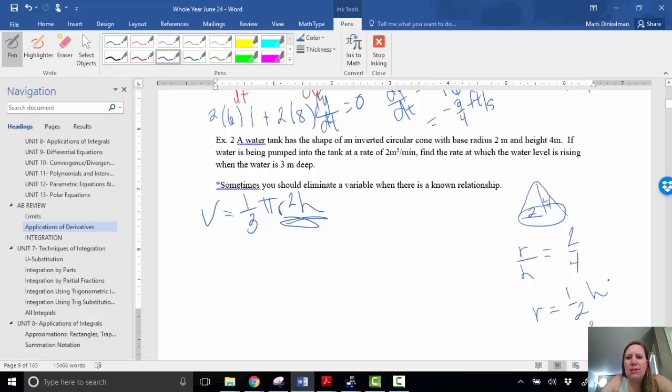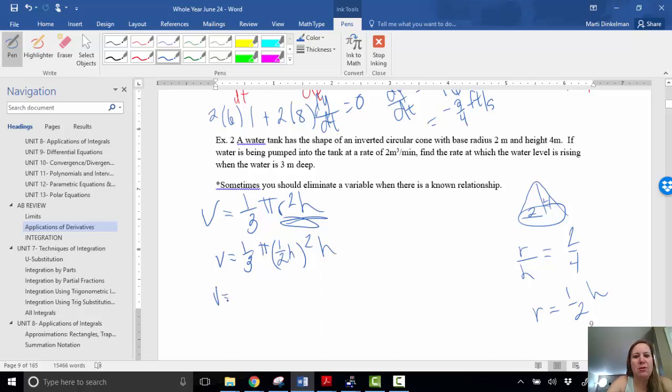Okay, so let's just kind of read here. It looks like it's talking about the water level rising. So it wants us to keep the h's in there and replace the r's, which is fine because that's how I have that set up. So let's go ahead and rewrite this volume. So instead of r squared right here, I'm going to insert this 1/2 h. And let's go ahead and simplify before we take the derivative.